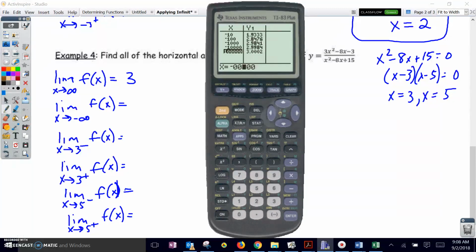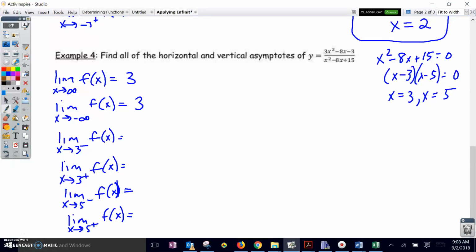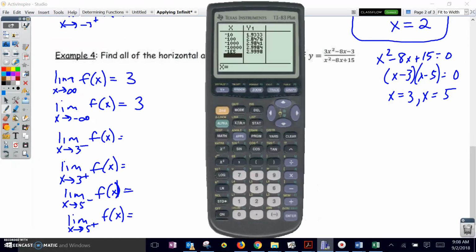Oops, missed a 1. Happens sometimes with my calculator, it's a little finicky. And again, it looks like the limit there is approaching 3. Ooh. And now we will handle the limits at the finite values.